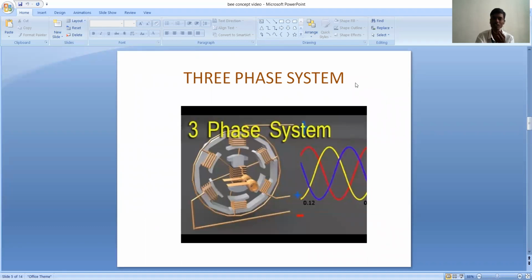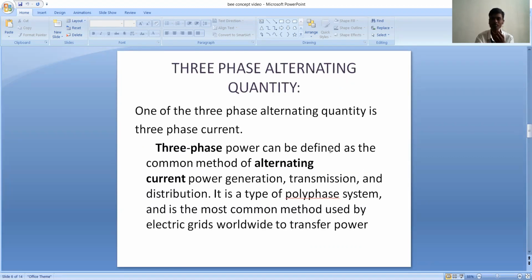This is a small diagram of the three-phase system with a rotor, a normal theoretical diagram shown to you, and these are the waves produced by the three-phase system. Next, three-phase alternating quantity. Now we are going into the topic. One of the three-phase alternating quantities is three-phase current. The main alternating quantity to be explained is current.